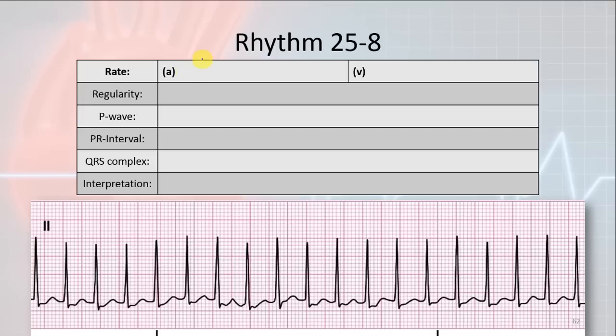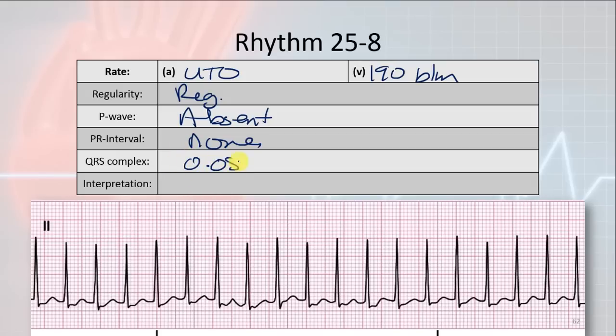Last rhythm. Atrial rate is unable to obtain. Ventricular rate, we have about 190 beats per minute. We calculated that earlier. Regularity, it's going to be regular. P waves are going to be absent. PR interval is going to be none. QRS complex, it looks like the QRS complexes are nice and narrow, so it looks like 0.08 second. Interpretation of this is going to be safely a narrow complex tachycardia.